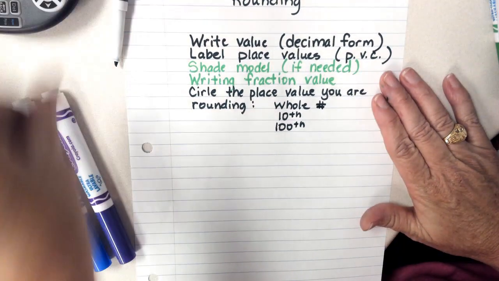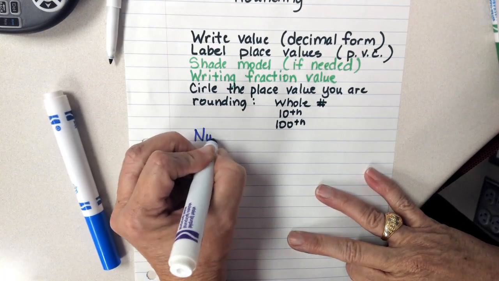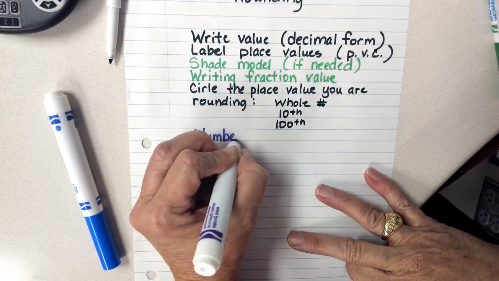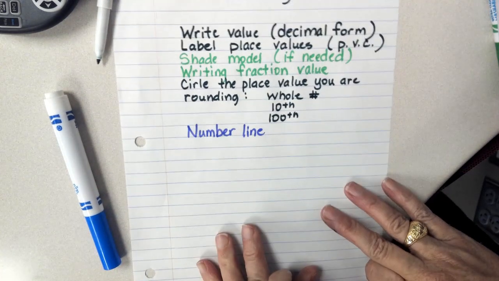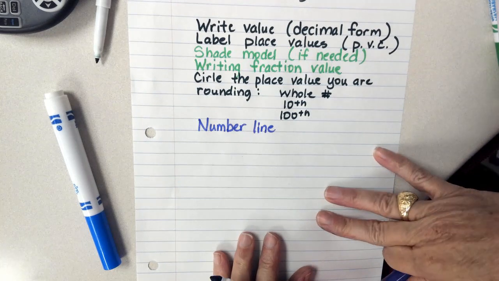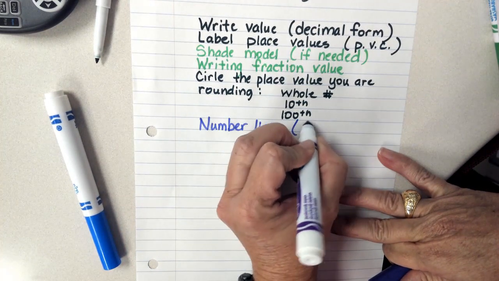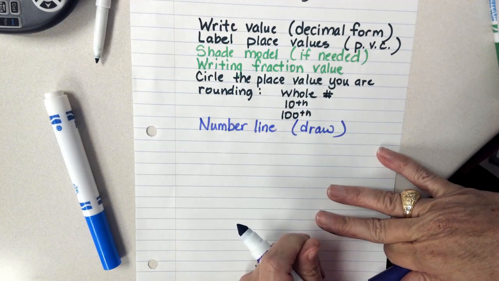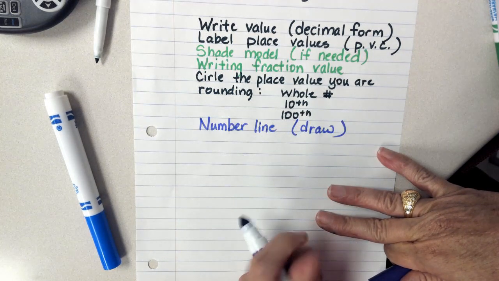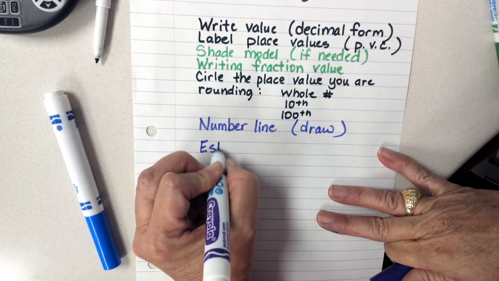So the number line is the next piece. If you're choosing to use a number line, this is where I see some boys and girls get a little confused, like, what do I do? So, of course, you want to draw your number line. And then you want to establish your endpoints.